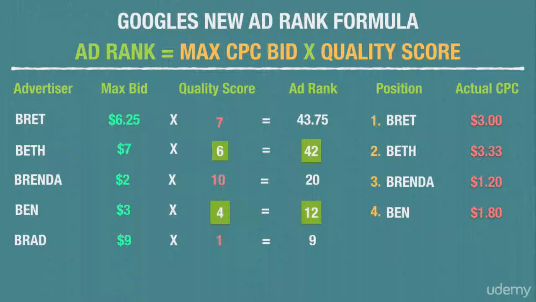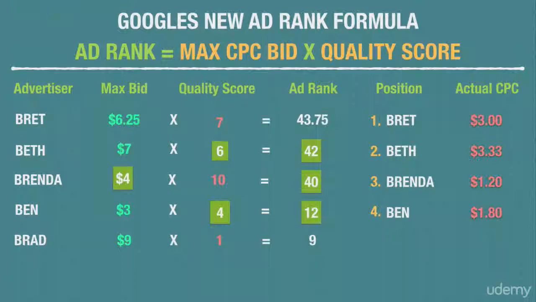Now what if Brenda wants to do better? What could she do? She already has a 10 quality score and can't improve that anymore. But what she could do is raise her max CPC bid. So say she raises her max CPC bid to $4. She doubles it. Now what happens? Her ad rank jumps up to a 40, but she's still in position 3. She still pays $1.20 a click, even though she doubled her bid, because $1.20 is still all she needs in order to beat Ben. But did anything else happen to any of the other advertisers?